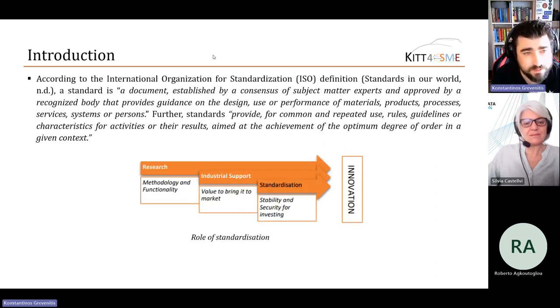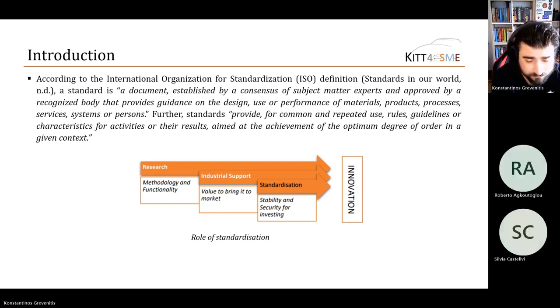So, what is standardization? Based on the official explanation provided by the International Organization for Standardization, a standard is a document established by a consensus of subject matter experts and approved by a recognized body that provides guidance on the design, use, or performance of materials, products, processes, services, systems, or persons. Further, standards provide for common and repeated use, rules, guidelines, or characteristics for activities or their results aimed at the achievement of the optimum degree of order in a given context.